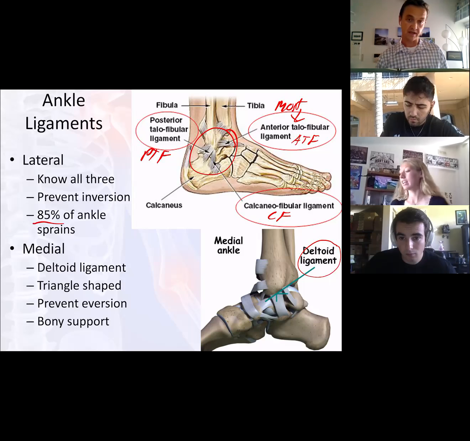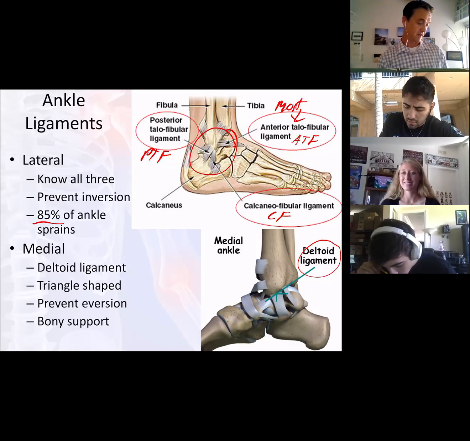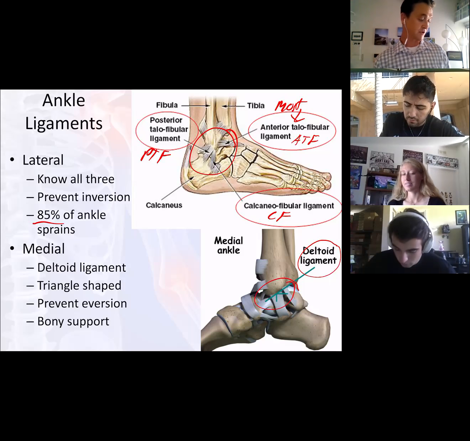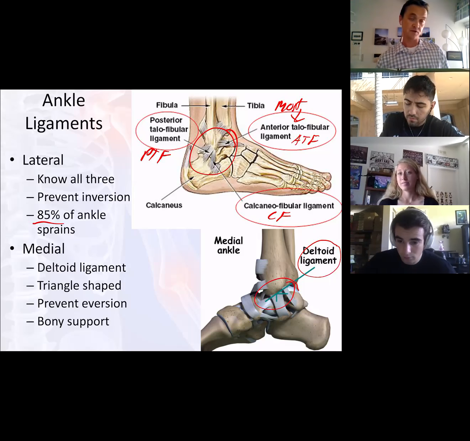And then on the medial side, we have the deltoid ligaments here. They're shaped kind of like a triangle, like a pyramid. And those are on the medial side, and they prevent eversion, whereas the lateral ones prevent inversion.